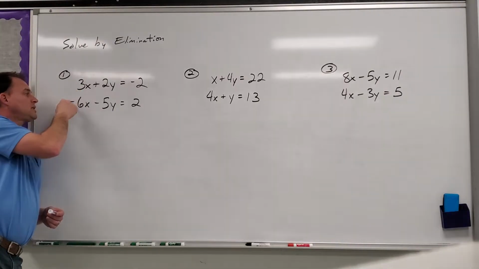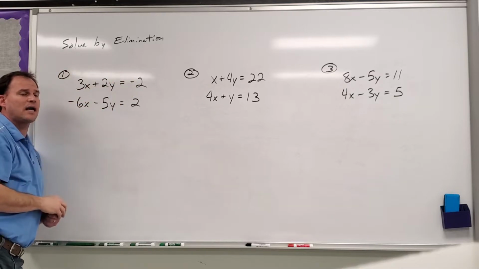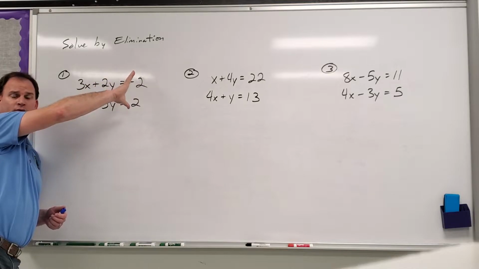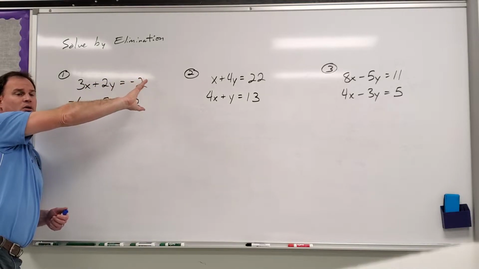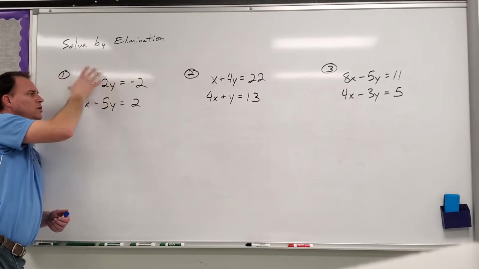So, are these opposite numbers? No, I got a positive 3, negative 6. Opposite signs, not opposite numbers. I have 2 and a 5. I got a negative 2, positive 2 over here. Those are ready for elimination, but I don't care about eliminating those. Those are not my problem. I've got to eliminate a variable. So I'm not really looking here. I'm only looking at the variables.